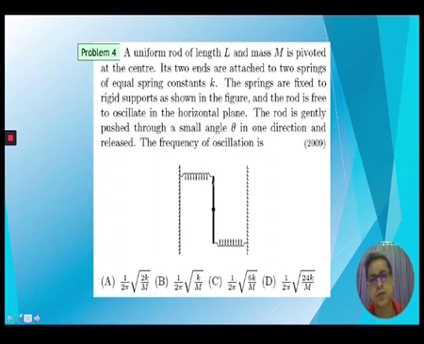When you gently push it through a small angle, it's going to undergo simple harmonic motion. You just have to get the simple harmonic motion equation, and then you can predict the frequency of motion. A simple problem. Four options are given, out of which only one option is correct. This was asked in 2009. Let us see how to do it.